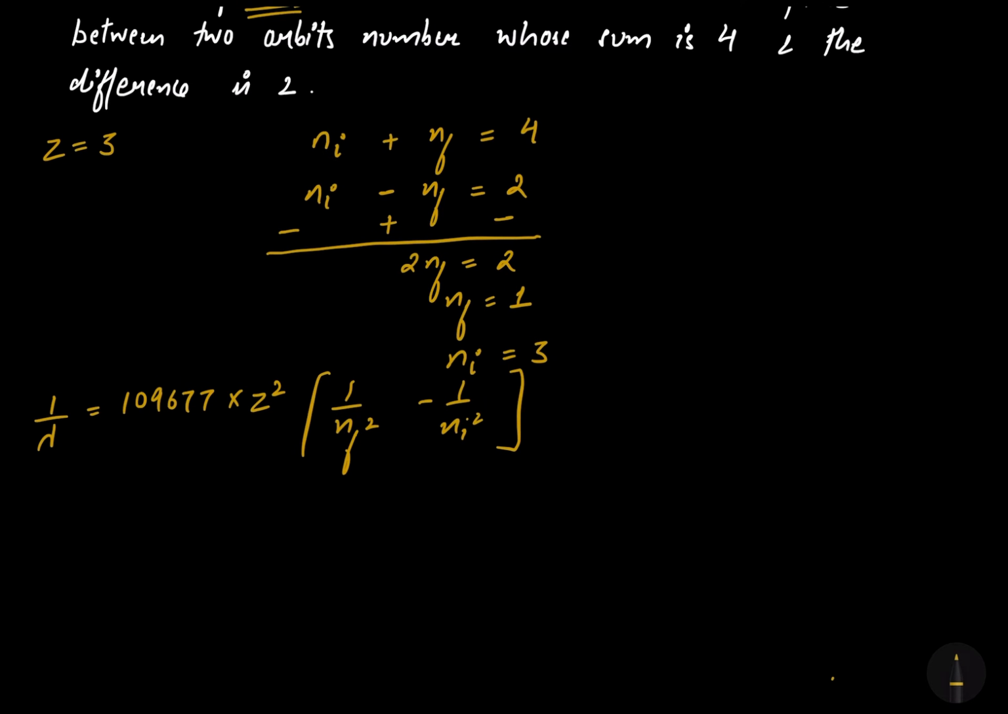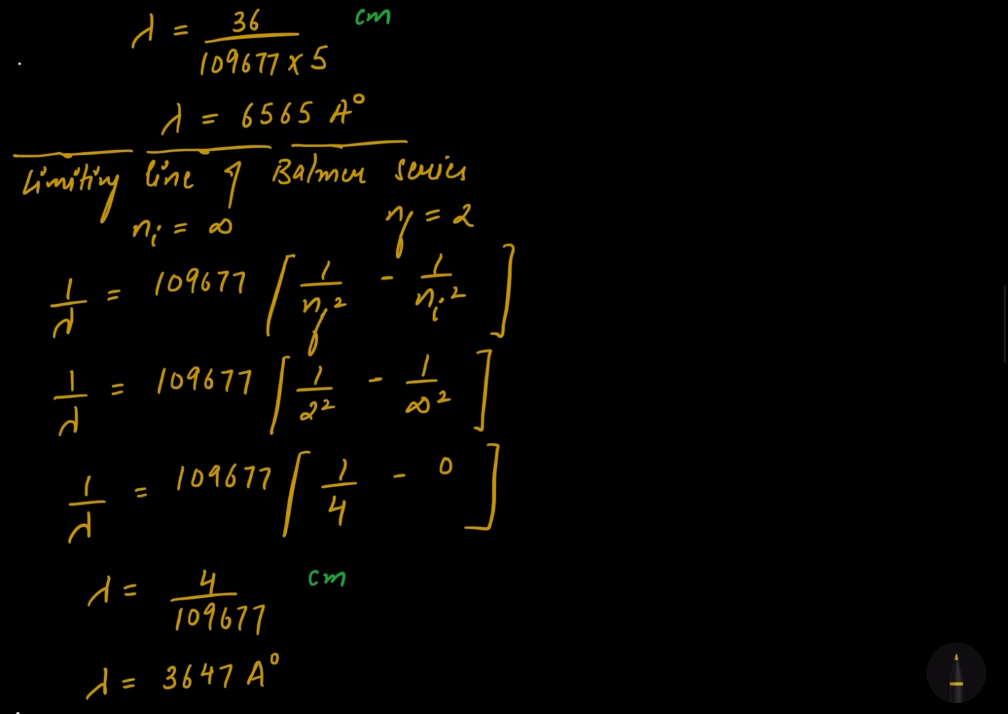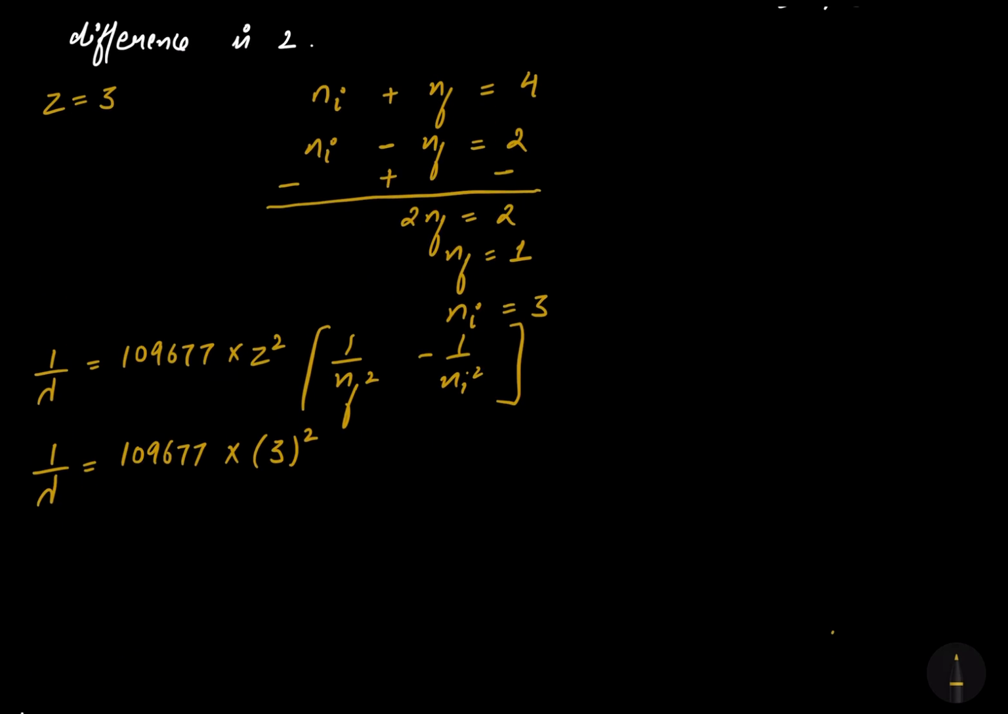So now 1 by lambda comes out to be 109677 into the atomic number 3 squared. In the previous question the element was hydrogen, the Z comes out to be 1, so I have not taken the value of Z in the main formula. Please don't get confused. The main formula is 109677 into Z square, where Z is 3, minus 1 upon n final square, where n final is 1, so 1 square, minus 1 upon n initial square. The initial n is 3 over here, 3 square, bracket closed.